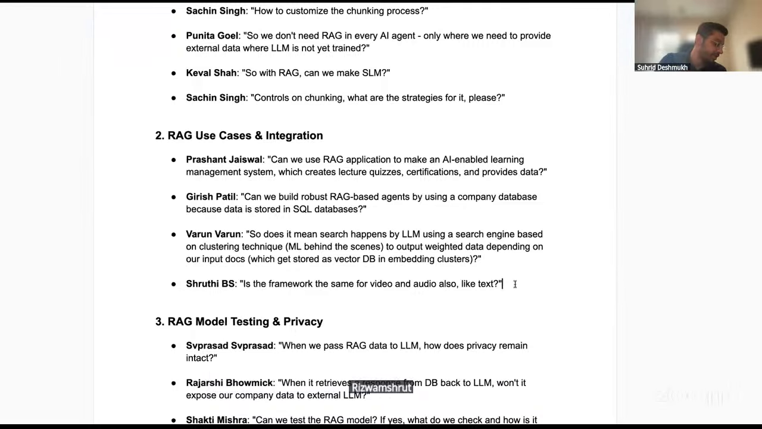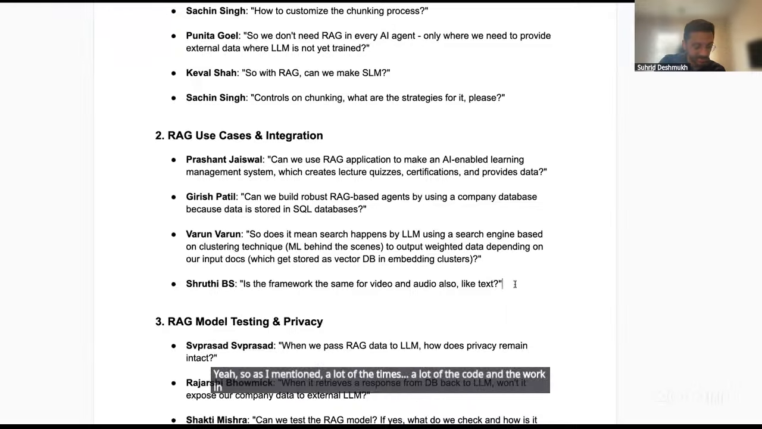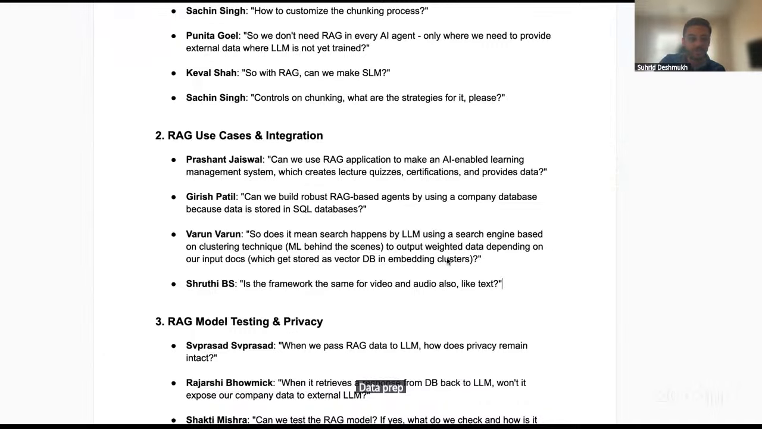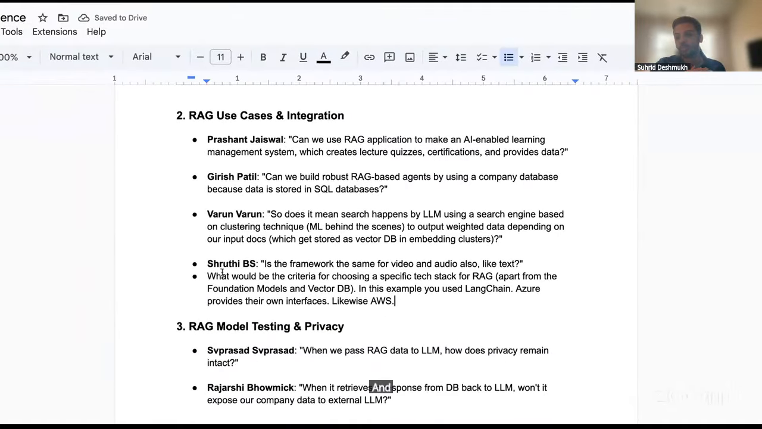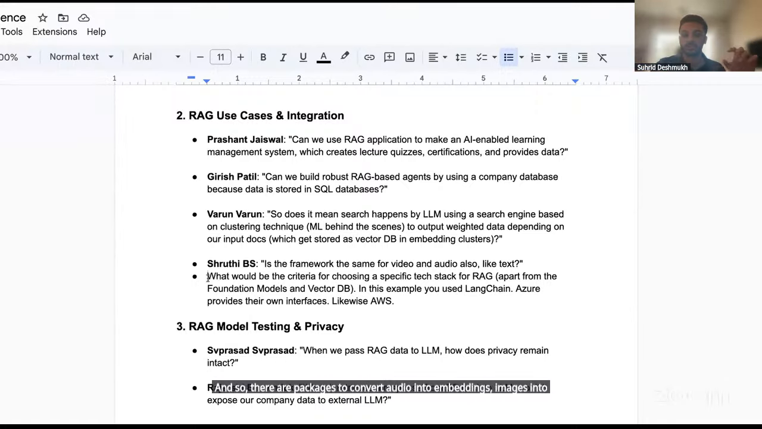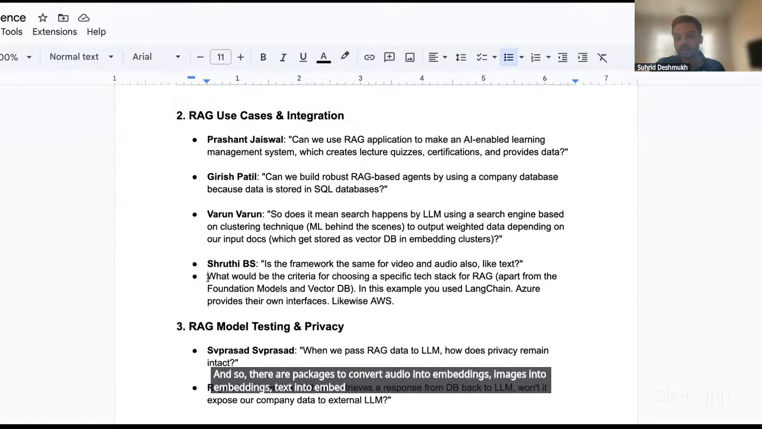Yeah, so as I mentioned, a lot of the time, a lot of the code and the work in machine learning and computational modeling, data science space goes into data prep and input preparation. The core model is agnostic to what input it sees because at the end of the day, it just takes a series of numbers as inputs. In this particular case, those vector embeddings, and so there are packages to convert audio into embeddings, images into embeddings, text into embeddings. So yes, the framework remains the same.